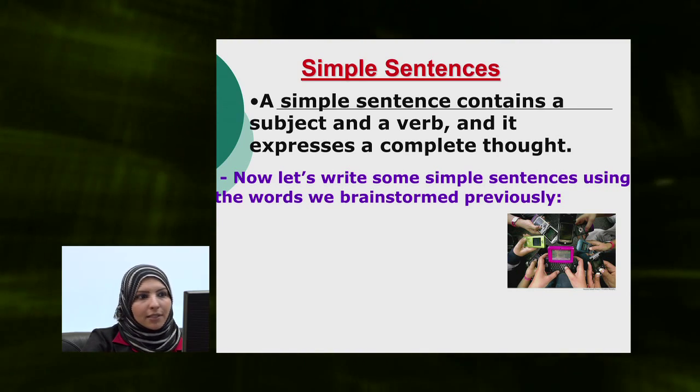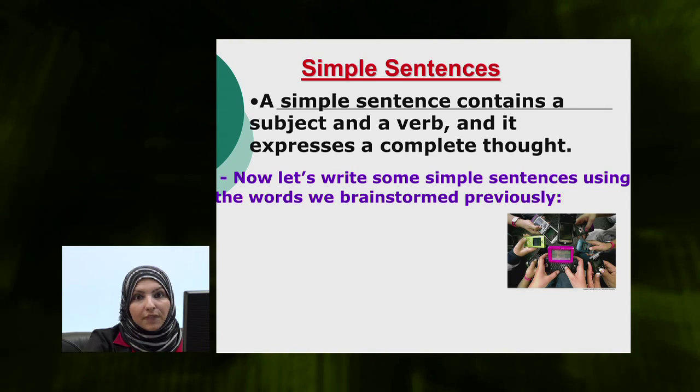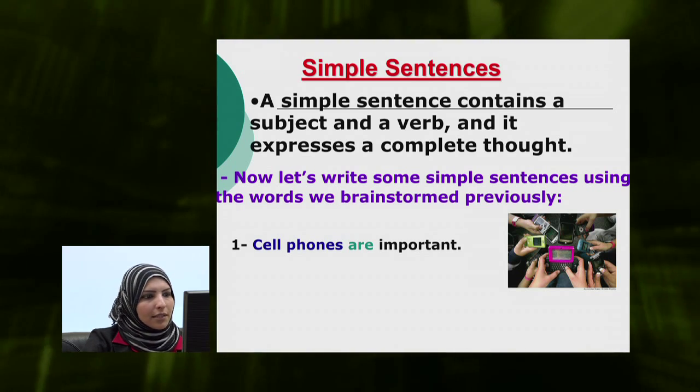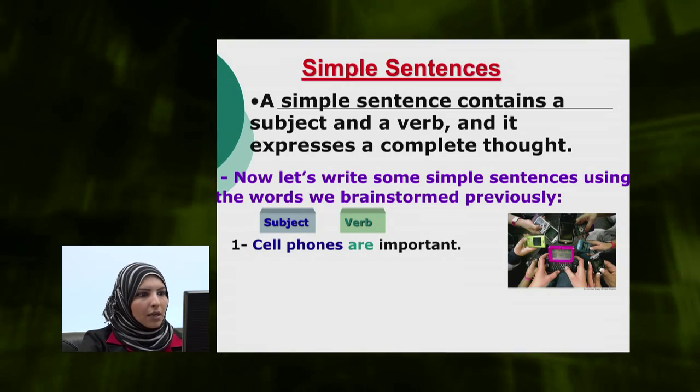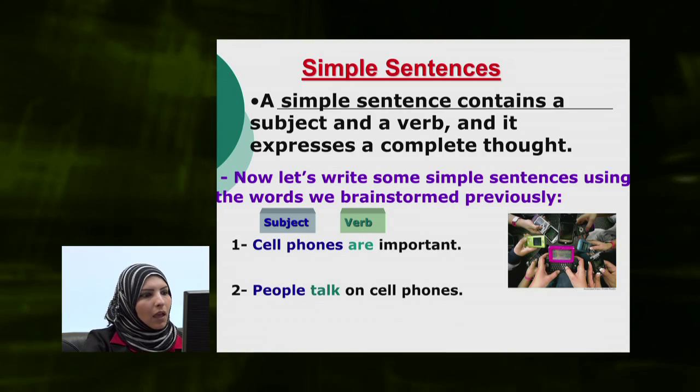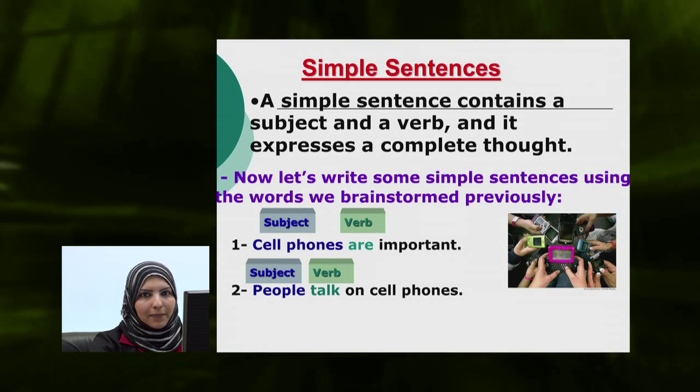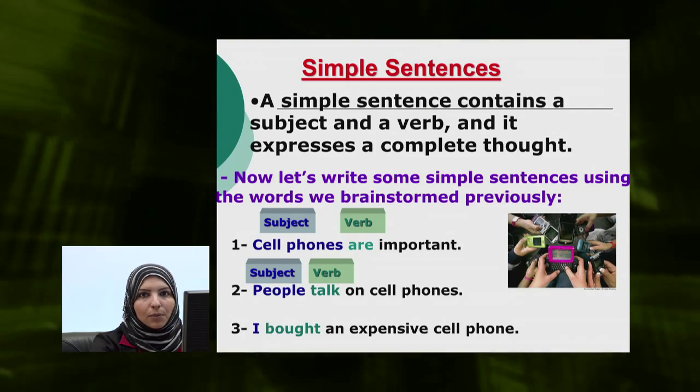Now, students, let's write some simple sentences using the words we brainstormed previously. The first sentence that you can write can be, cell phones are important. In this sentence, the subject is cell phones, while the verb is are. The second sentence can be, people talk on cell phones. In this sentence, the subject is people, while the verb is talk. The third sentence that you can write from the words you brainstormed previously can be, I bought an expensive cell phone. Once you look at this sentence, you will find out that the subject is I and the verb is bought.